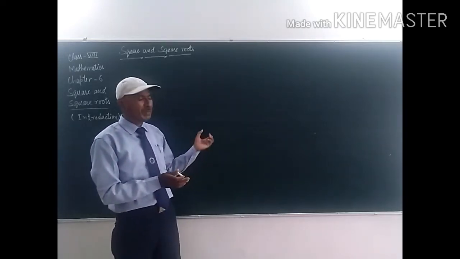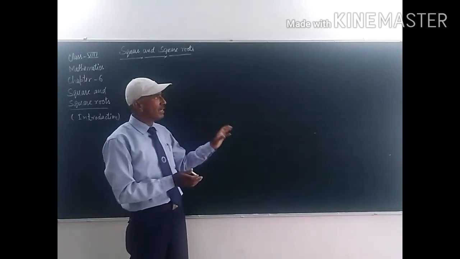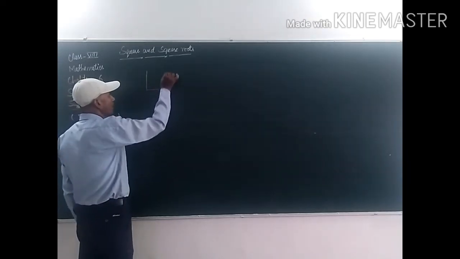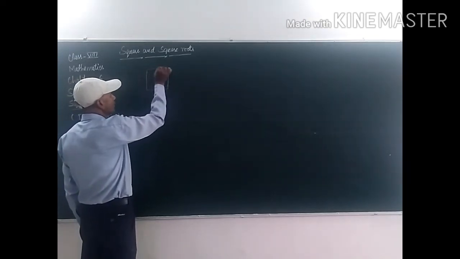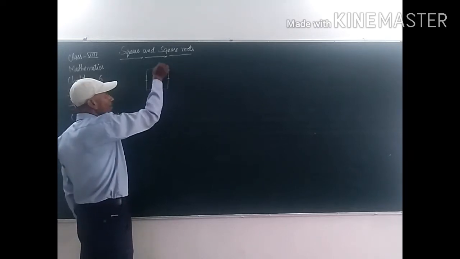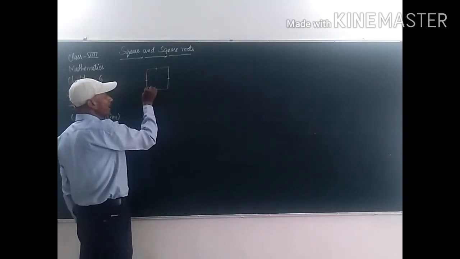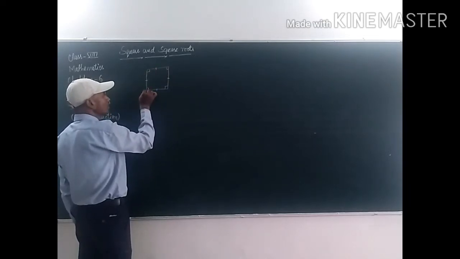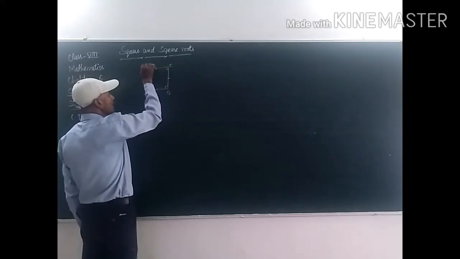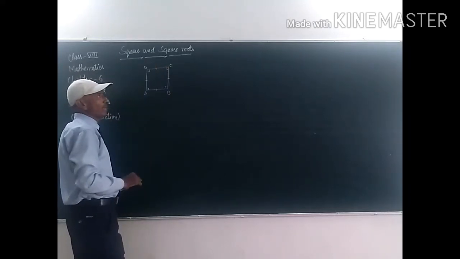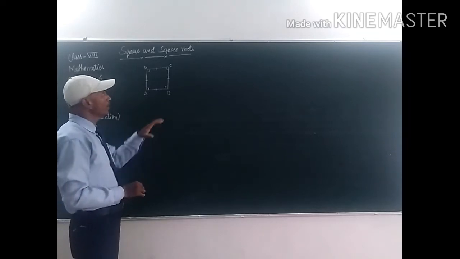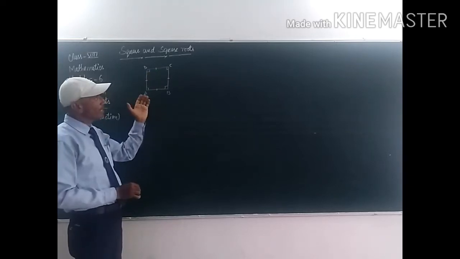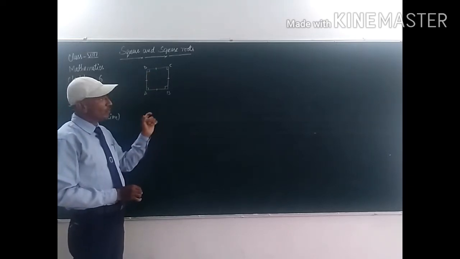So in your previous chapter, you studied about a square, that is a figure. So first find this square. This one is a square, students. All of its sides are of equal length and angles are at 90 degrees. Clear? So this one A, B, C, D, this one is a square. But in this chapter, we are not going to find the properties of this square. We will find the properties of square numbers.